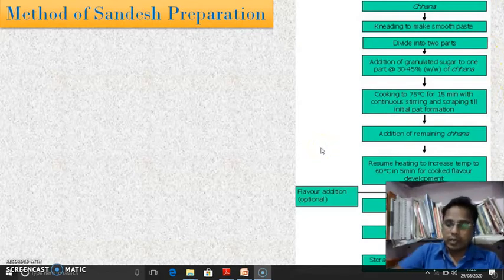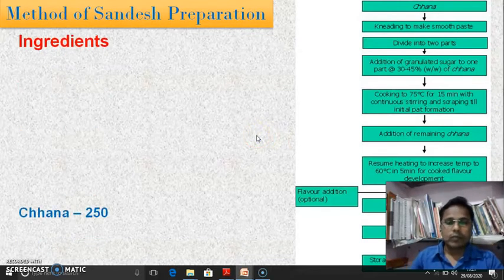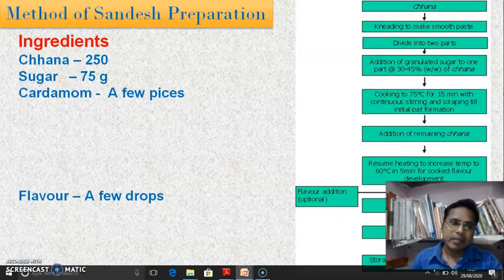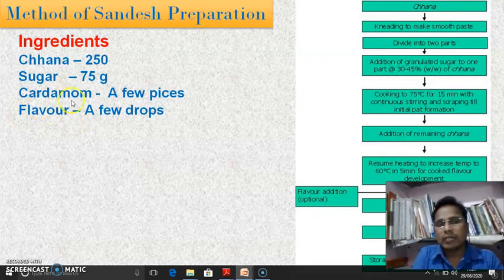For the preparation of sandesh, these are the ingredients which are used: the channa, sugar, cardamom, and the flavor. As I told you earlier, addition of the flavor depends on the manufacturer. It is optional. Addition of cardamom is also optional. But if we add the cardamom or the flavor, it enhances the flavor of the final product. Therefore, the cardamom and flavor are added.